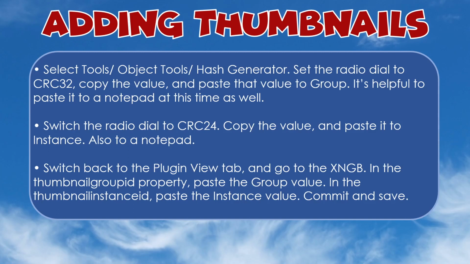We select a radio dial. We set the radio dial to CRC32, copy the value, and then we paste that value to group. And we need to notate that because we need to copy that to the XNGB. Then we switch the radio dial to CRC24. We copy the value and we paste that value that it generates to instance, and we notate that.